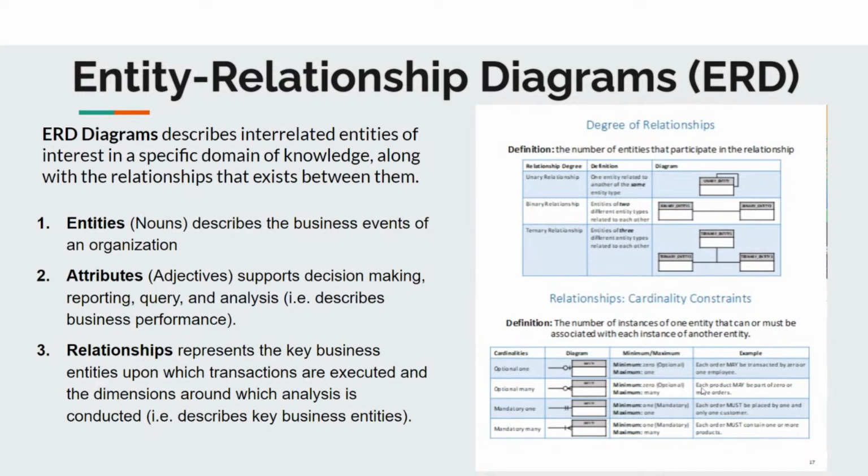So optional many. Each product may be a part of 0 or more orders. So if you're doing product and then mapping it to orders, a product could possibly be on 0 orders, but it could also be on many different orders. And the same is mandatory, except instead of having an optional 0, they all have to have at least one or many.